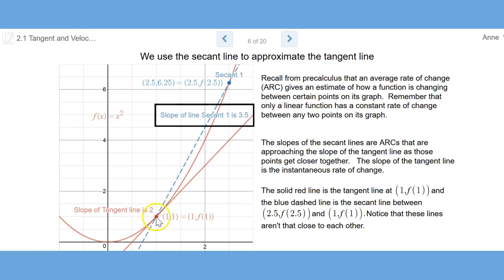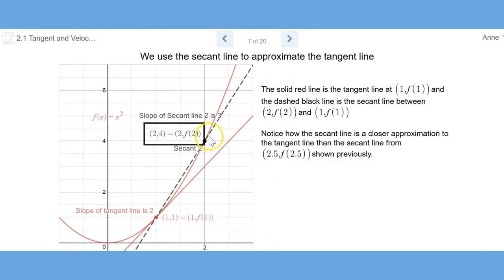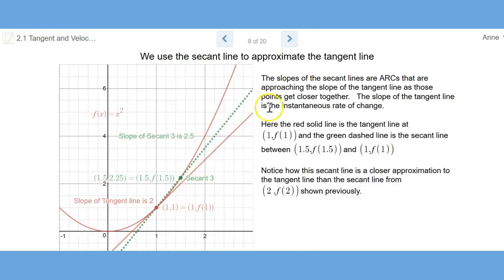I notice that the slope of my tangent line is 2, and we'll talk later on how to get that. Now I have another point that's closer to 1, 1. So now it's at 2, f of 2. If we figure out the slope of this secant line, we're going to see it's 3. So it's gotten a little bit closer, from 3.5 to 3. Now my secant line goes from the point 1.5, f of 1.5, to 1, 1. Figuring out the slope of this green dotted secant line, it's 2.5. So now we're a little closer to that slope of 2.